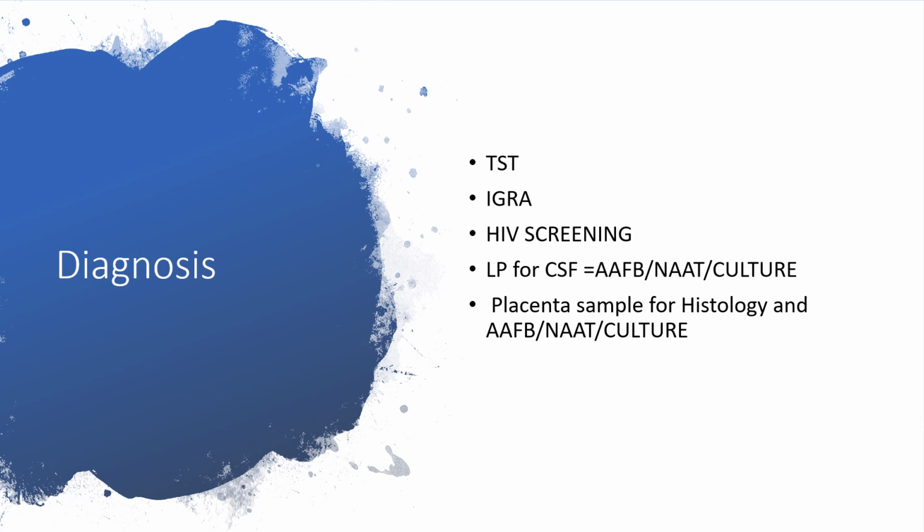And what are you going to do with the CSF? Of course, alcohol acid fast bacilli test, nucleic acid amplification test, or Mycobacterium tuberculosis culture, which is the gold standard. You can have the placenta for histology, and of course take samples from the placenta for AAFB, nucleic acid amplification test, and of course for culture.